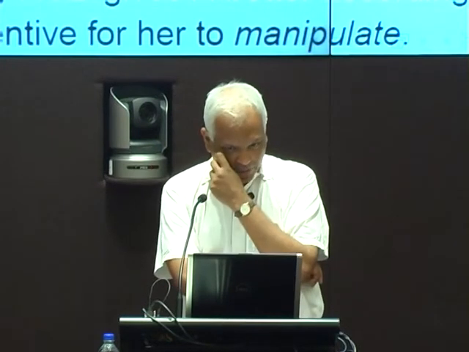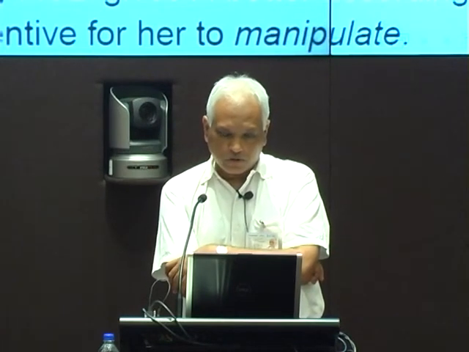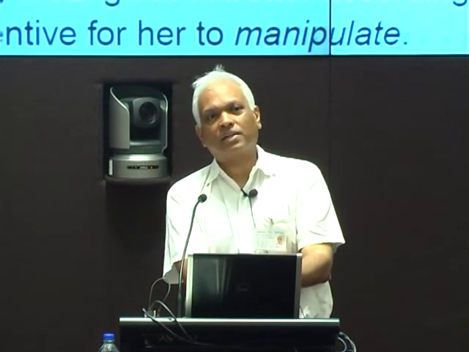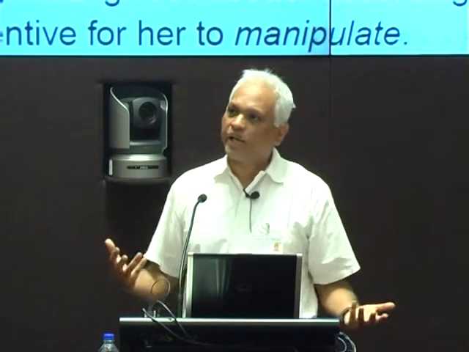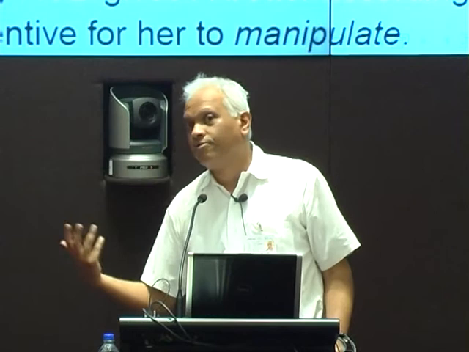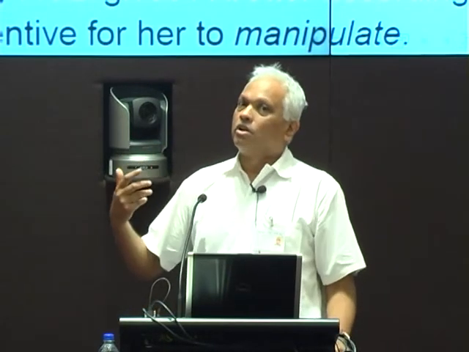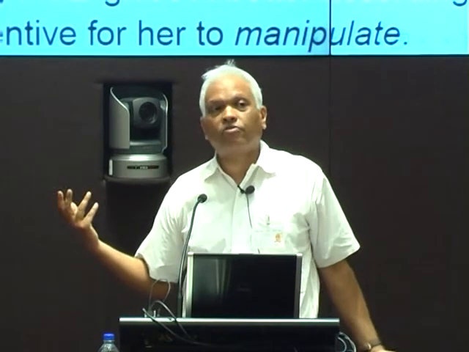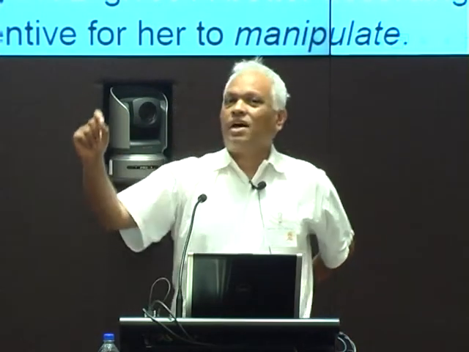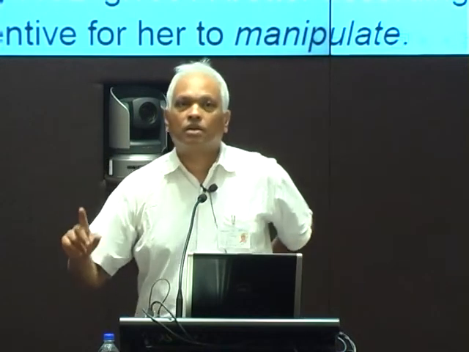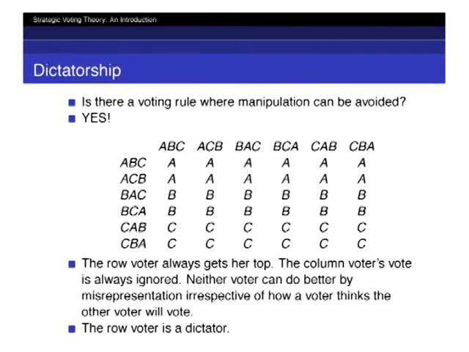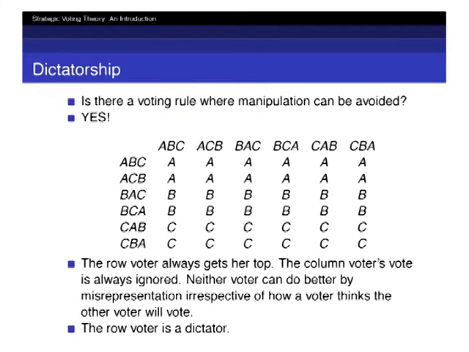You may spot other situations in this voting rule where a voter might wish to manipulate. So you'd say, look, this voting rule has drawbacks. Why does it have drawbacks? Because there is some situation in which some voter with some opinion and some belief about the way the other voter will vote wishes to misrepresent her preferences. And the design problem is to see, can we design a voting rule which avoids this problem? So here is a question. Is there a voting rule where manipulation can be avoided?